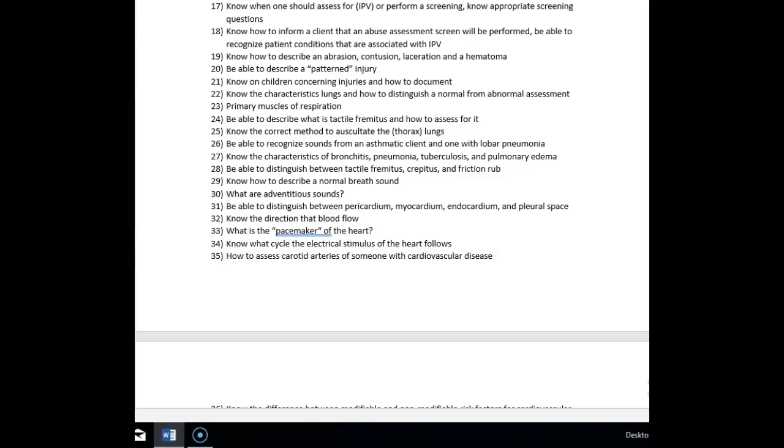So, know how to inform a client, and know when one should assess. When you assess or talk to a person about different things, be direct and ask them. Don't ask in a roundabout way. Be direct when you ask about any type of abuse.